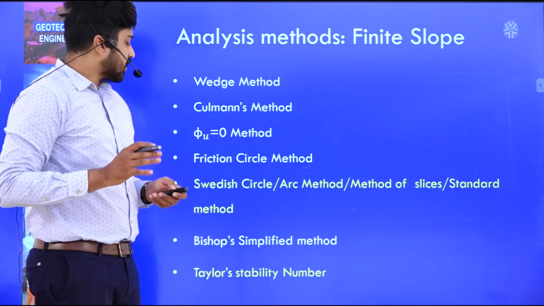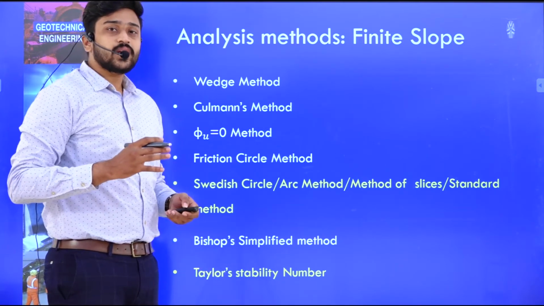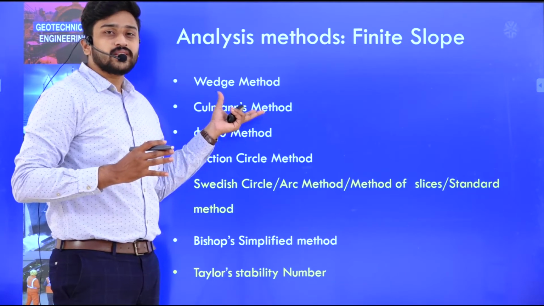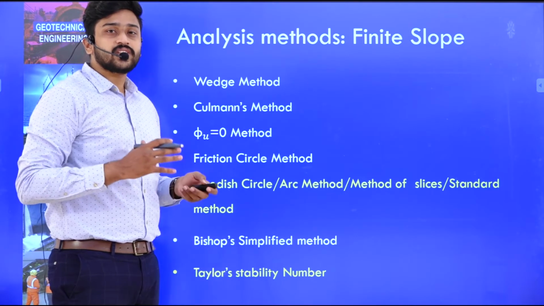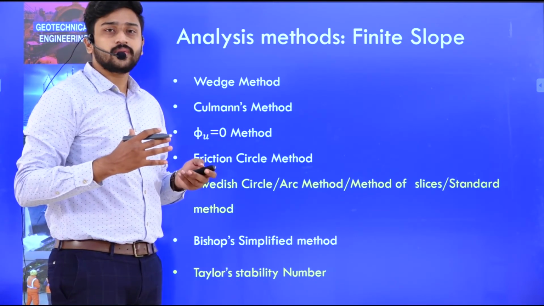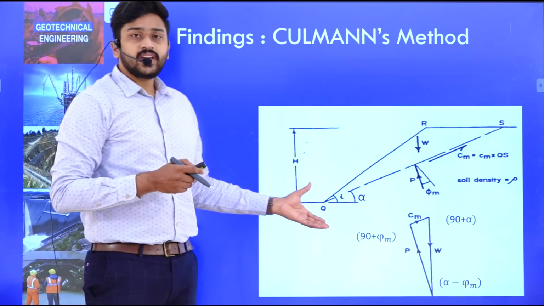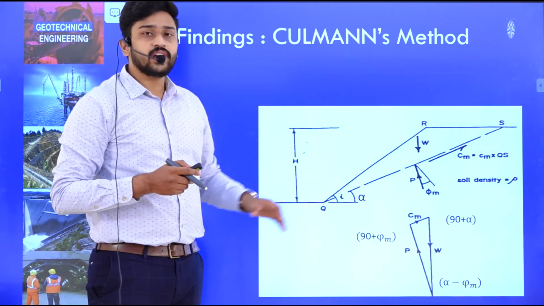So now let us try to understand this Taylor stability number. This Taylor stability number is somewhat related to Culmann's method, which is somewhat again related to the wedge method. So we have discussed all this. Let us now look at the basics of the Culmann method. Okay. If you look at the diagram here, it is simply similar to the wedge diagram that we have considered. This is a wedge failure, let us say.